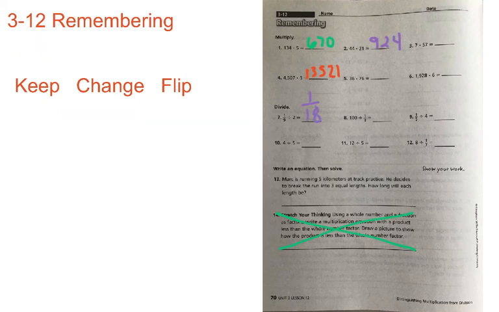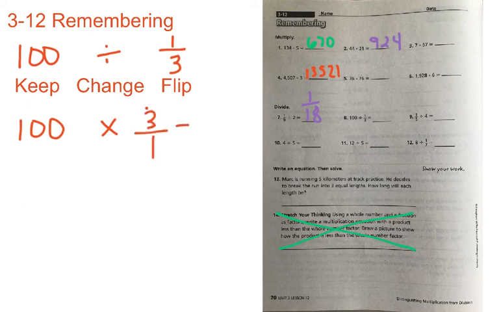We will go ahead and look at number 8 together. We have 100 divided by 1/3. We're going to complete our keep, change, flip. Keep our first number the same, 100. Change our sign from division to multiplication. Flip, it's 1/3, so it becomes 3 over 1. And we know that we write 100 as a fraction by writing it over 1. 100 times 3 is equal to 300, and 1 times 1 is equal to 1. So your answer is 300. So number 8, excuse me, is 300.